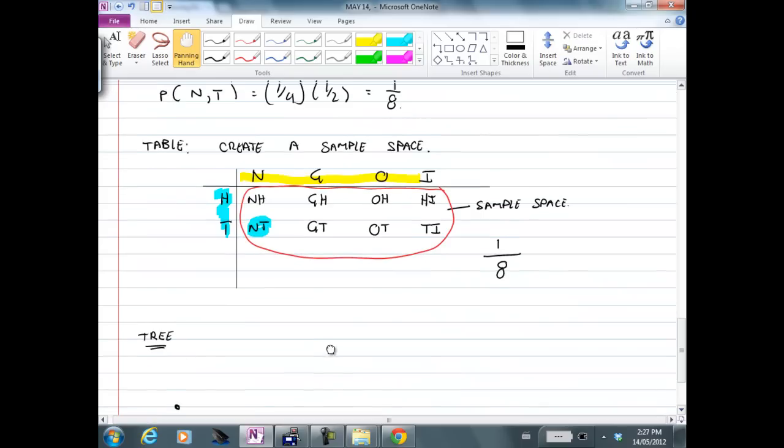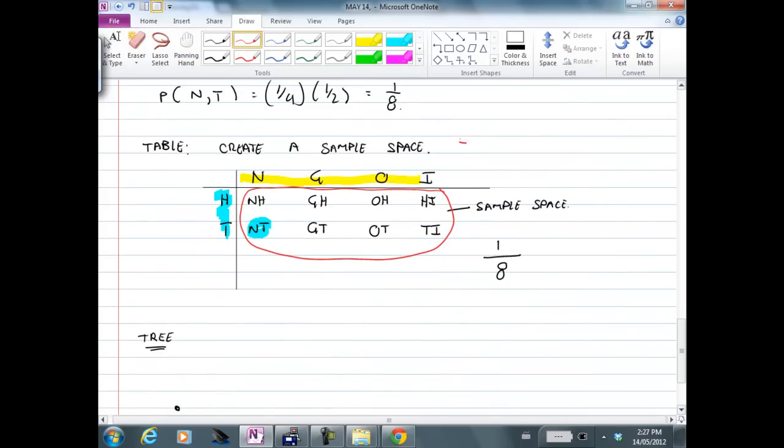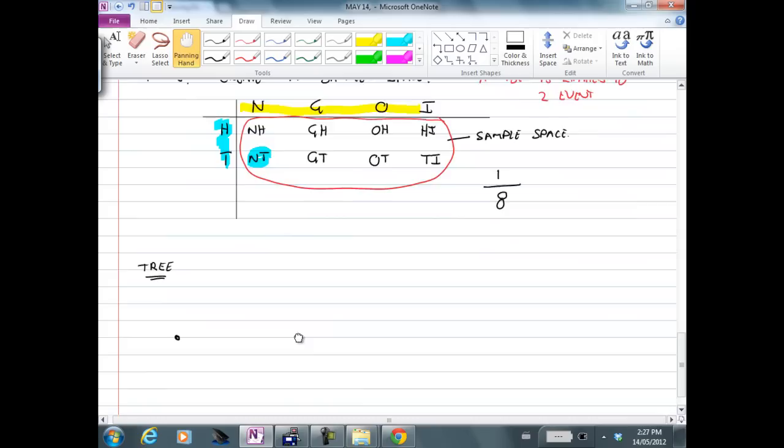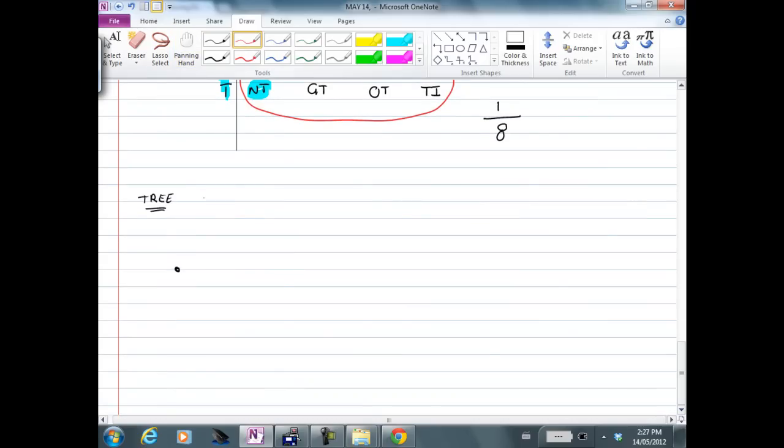Now, I'm going to write a few things for our tables. Write this down, star. A table is limited to 2 events. Meaning, notice I can only have a horizontal and a vertical. If I have a third coin in there, it doesn't work with the table anymore, because the table can only have a maximum of 2. That's why a table is limited. A tree has no limits.